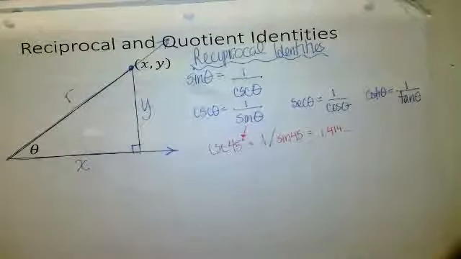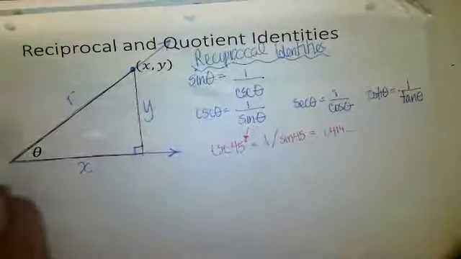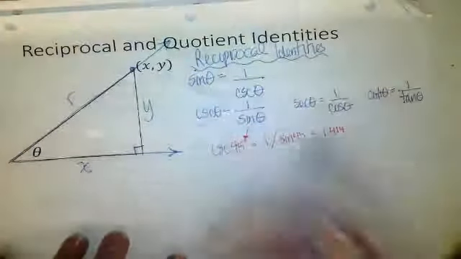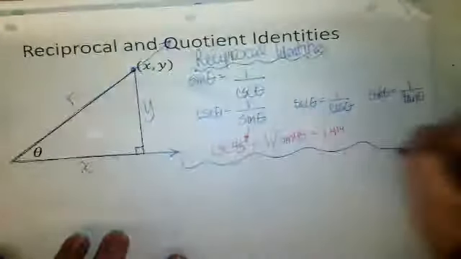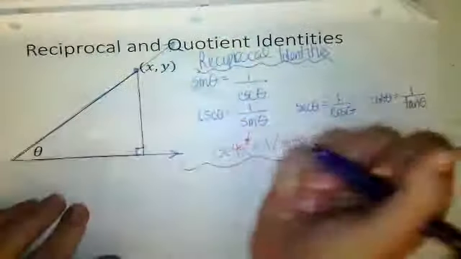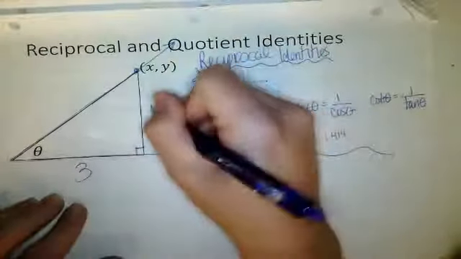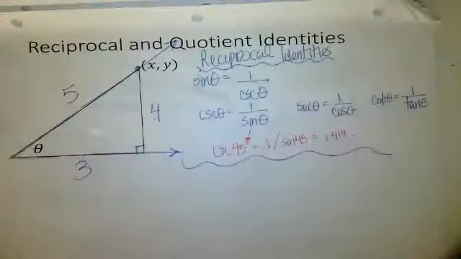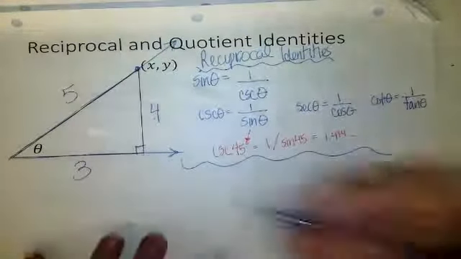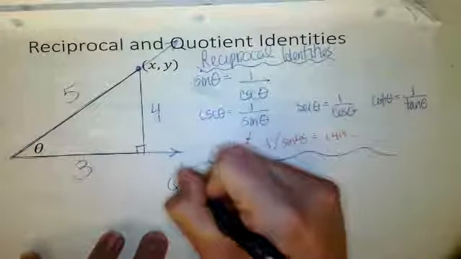Now, I also want to talk about something. I decided I wasn't going to use these letters; I was going to use some numbers to prove this to you. So we're going to say this is a 3, 4, 5 triangle, a lovely Pythagorean triple for those side lengths. Now we're going to talk about the quotient identities.